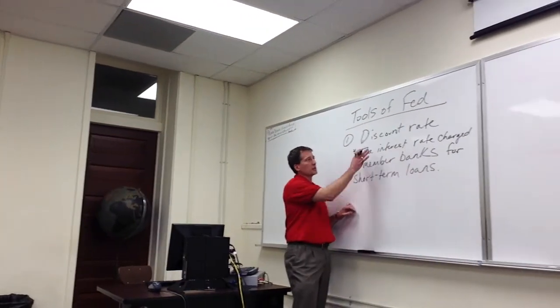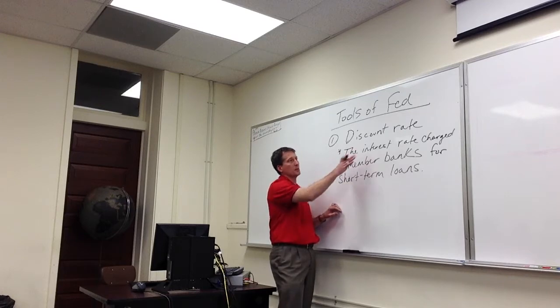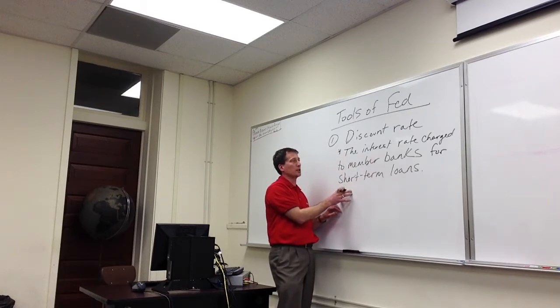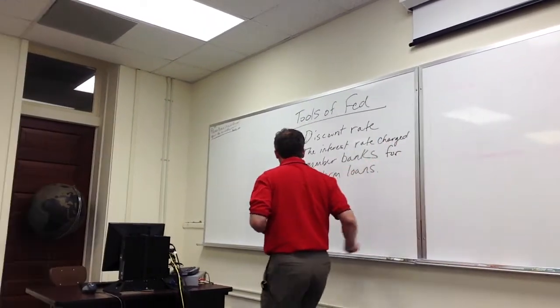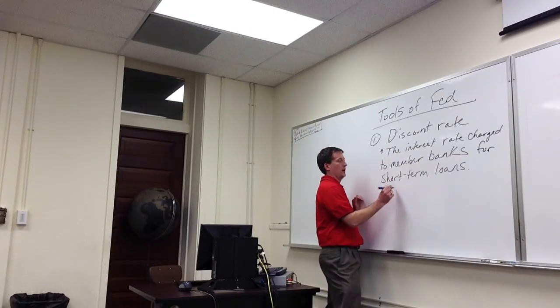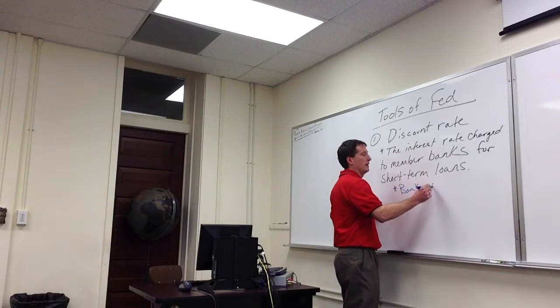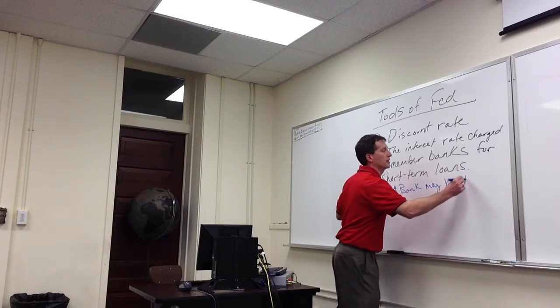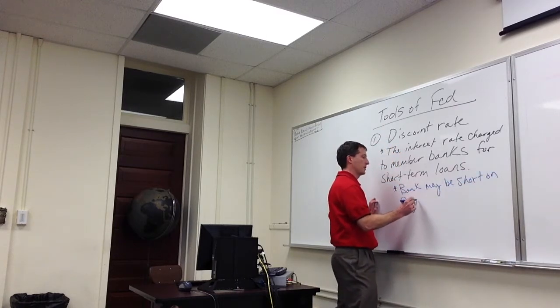So the only interest rate that the government sets is this one, the interest rate charged to member banks for short-term loans. Why are they making loans? Well, they might be in trouble, although the Fed has gone away from this. So some reasons: the bank may be short on required reserves.